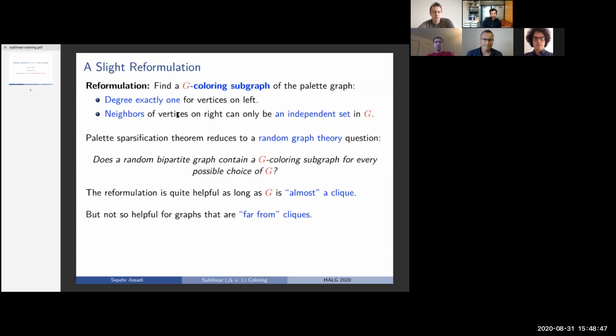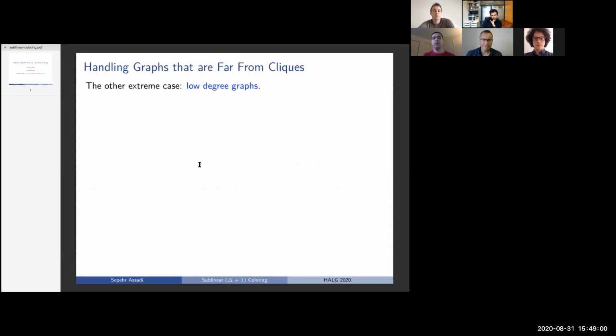But in fact, this is not at all a good formulation when I want to work with graphs which are very far from clique, because then these coloring subgraphs turn into something very chaotic. Okay, no problem. So how do we handle the case of the graphs which are far from clique? As an example, let me show you how we are going to handle them for low degree graphs. Let's say that I have a graph in which all of its vertices have degree less than delta over 2, and, okay, there is one vertex of degree delta.